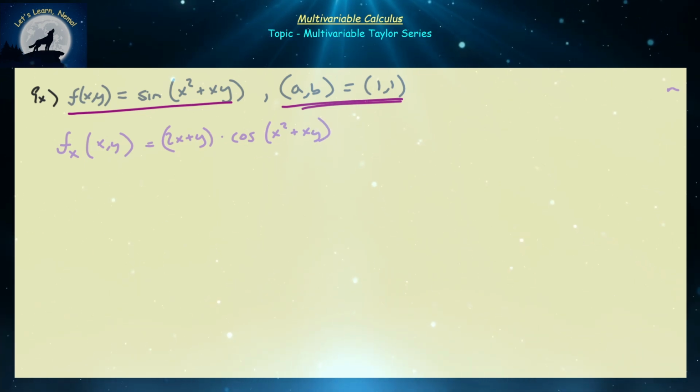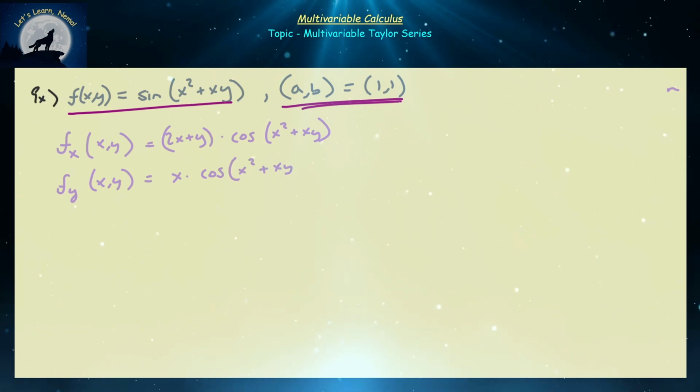Now what I want to do is also find the first order with respect to y. So that's going to be fy(x, y) is going to be equal to, so x² will be a constant, so that's going to be equal to x times the cosine of (x² + xy). So those are the only things that you need for a linear approximation. Now we need to construct the three second order partials, fxx, fxy, and fyy.